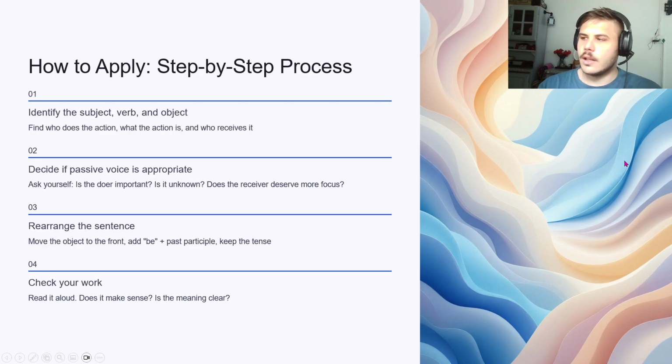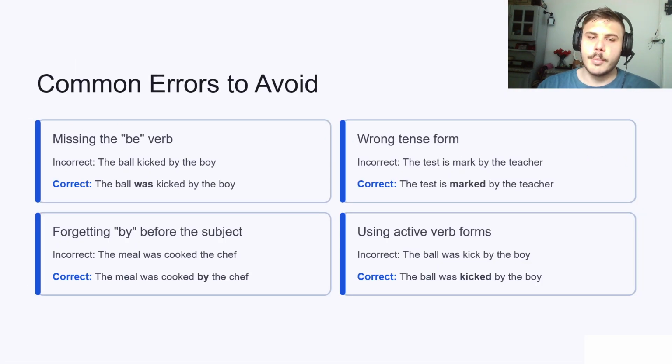The last thing that I have here is some common errors to avoid. There are some common mistakes learners make, for example, forgetting the verb be, using the wrong tense, forgetting to include by, or using the wrong verb form. It is important to check your sentence carefully to avoid these errors.